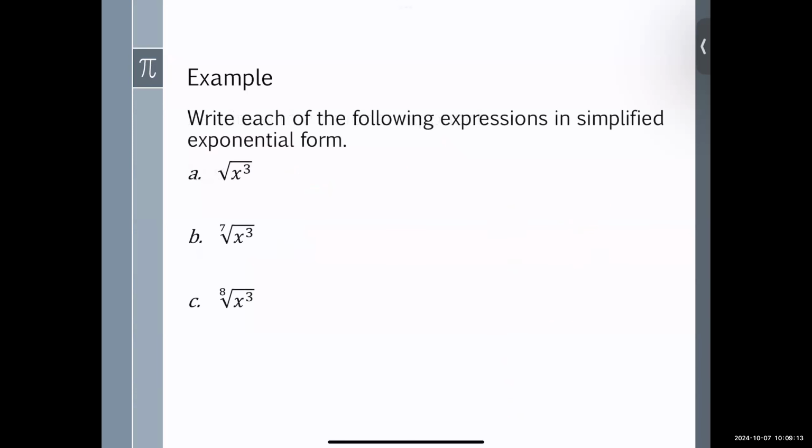Okay, so let's continue. Write each of the following expressions in simplified exponential form.